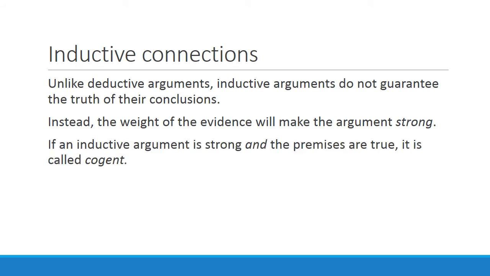If an inductive argument does have enough evidence and the connections between that evidence and the conclusion are clear, then we call it strong. If on top of that, all of that evidence, all those premises are true, we call it cogent.